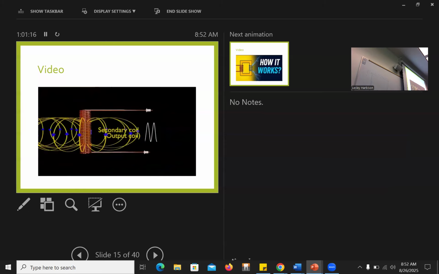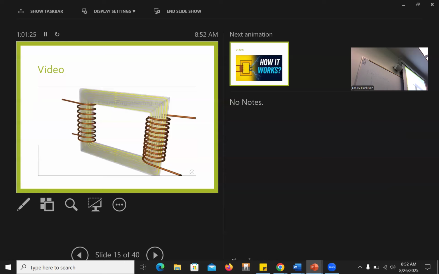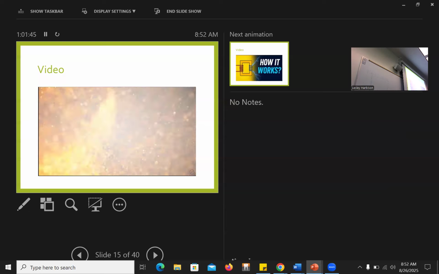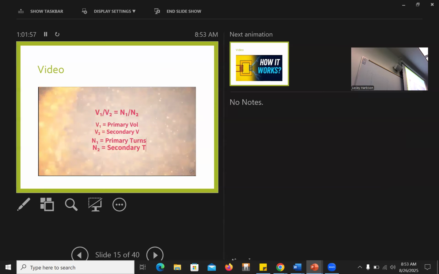Now, let's differentiate between step-up and step-down transformers. Step-up transformers. In a step-up transformer, the secondary coil has more turns than the primary coil. This results in an increased output voltage compared to the input voltage. As the primary coil's AC generates a magnetic field, the secondary coil's extra turns lead to a higher induced voltage, causing a step-up in voltage. The mathematical relationship is expressed as V1 over V2 equals N1 over N2, where V1 and V2 are the primary and secondary voltages, and N1 and N2 are the corresponding turns.